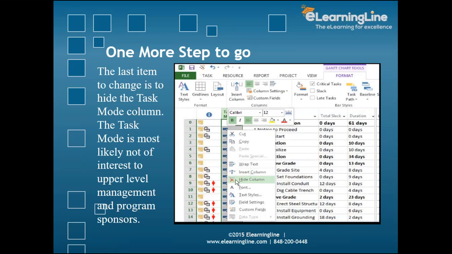Now there's one last change you need to make. The last item to change is to hide the task mode column. You don't want to display that because that is very irrelevant. Mode is most likely not of interest to upper level. See, upper level is mostly worried about: is the project moving smoothly? Is the project in their control? Is the project in line with the overall market? So when you are thinking about so many things, you have to align that with the resource who has to think about all these things. So that is the reason it works both ways. Company thinking about employee, employee thinking about company. So mode is most likely not of interest to upper level management and the program sponsors.